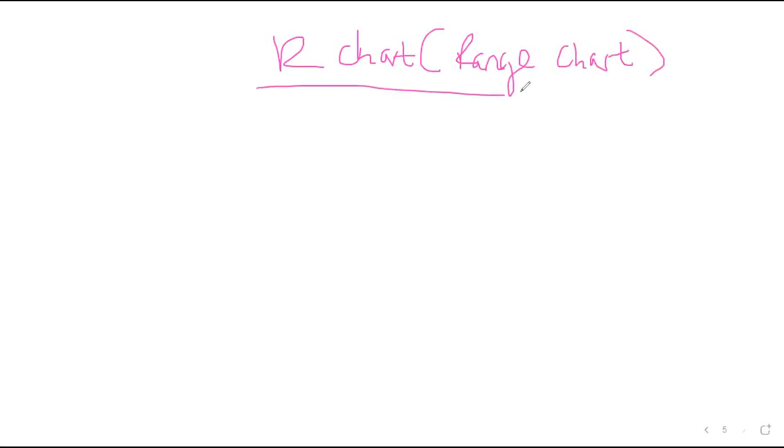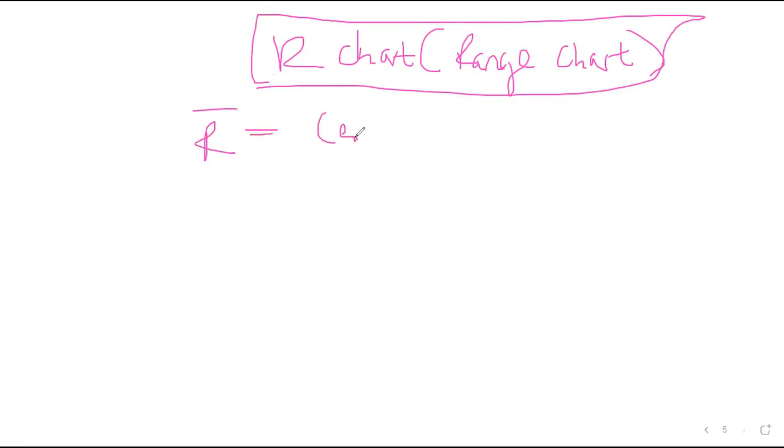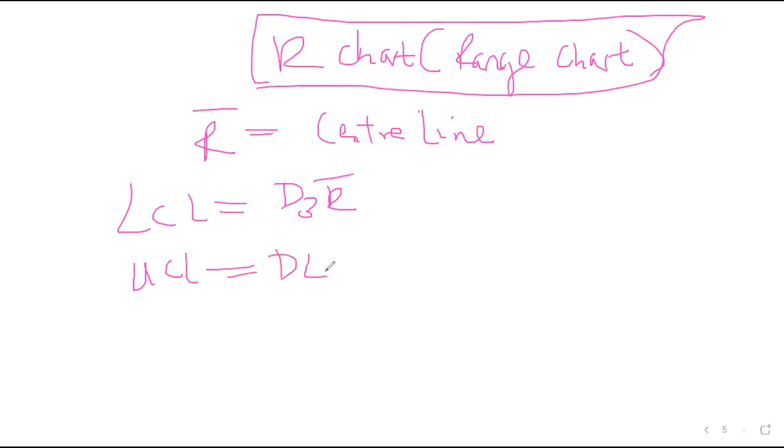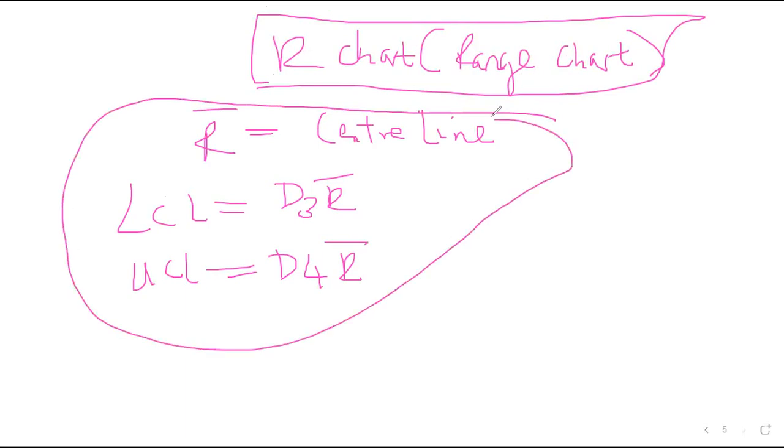Then our other chart is called the range chart. So R bar is the center line. Lower control limit is equal to D3 R bar. Upper control limit is equal to D4 R bar. These are what we have concerning the charts.